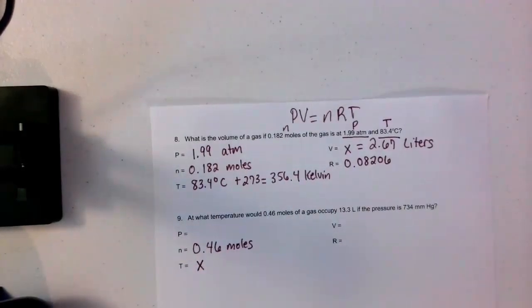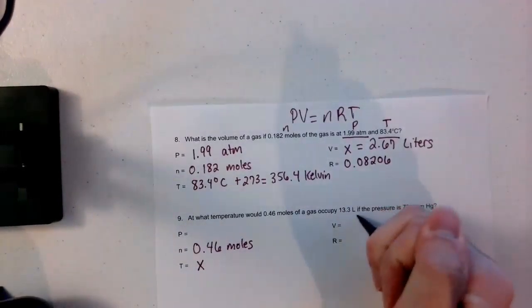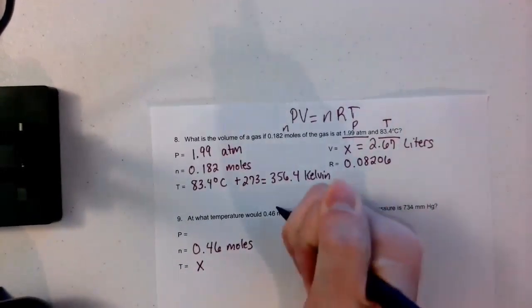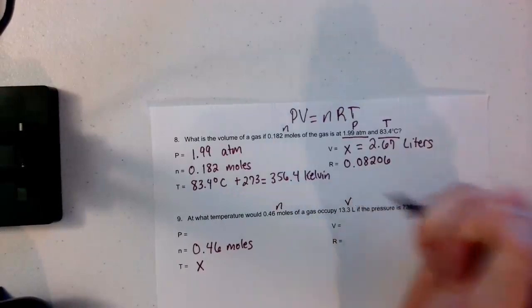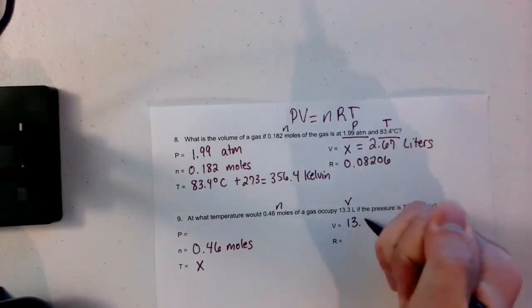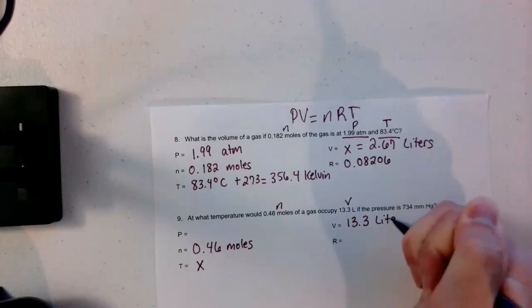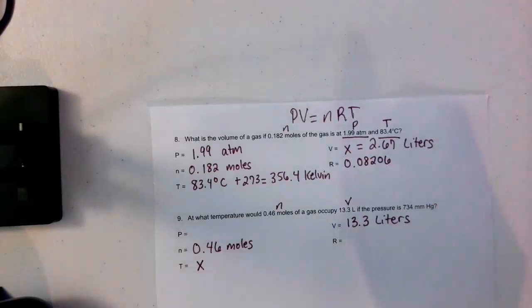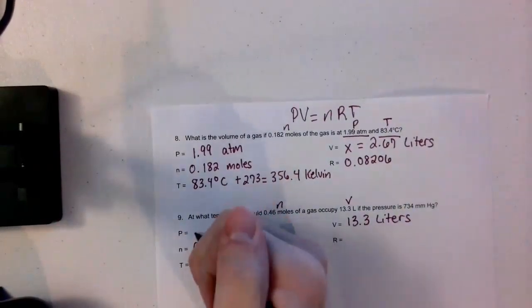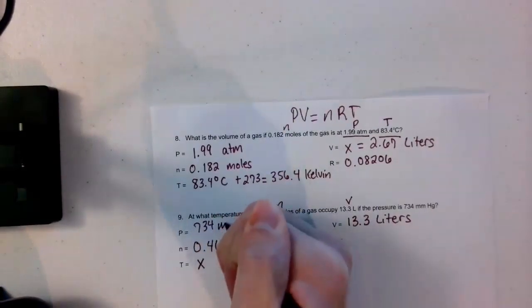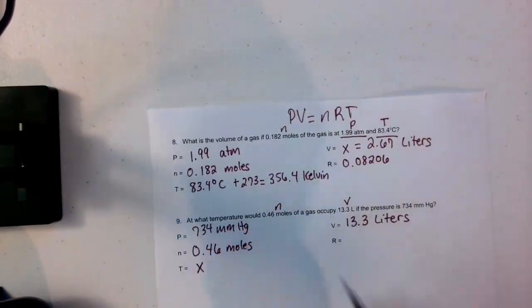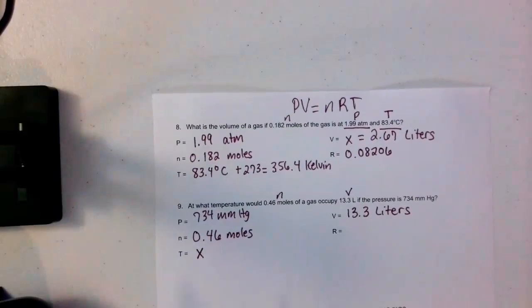Alright, the next one we have is going to be 13.3 liters. So this is going to be your N. This is going to be your volume. So 13.3 liters goes here. Alright, P is 734 mmHg. But whoops, that is a problem.